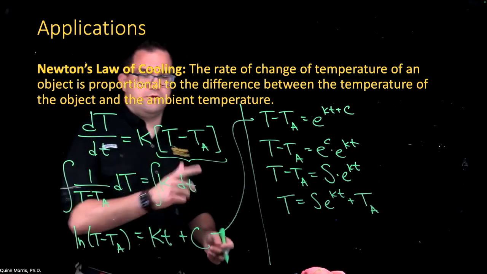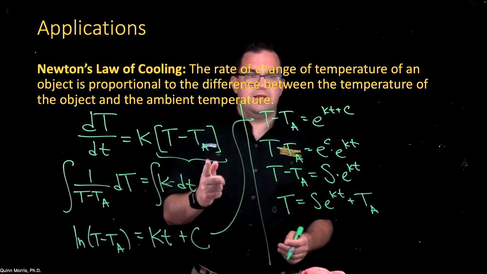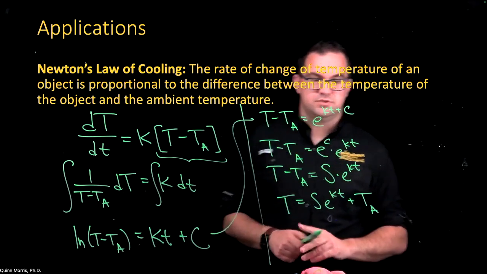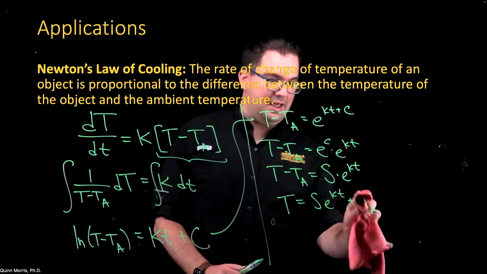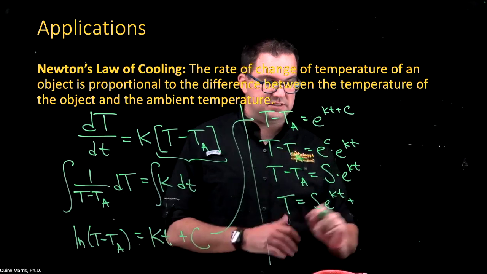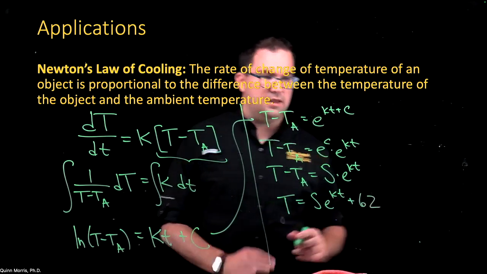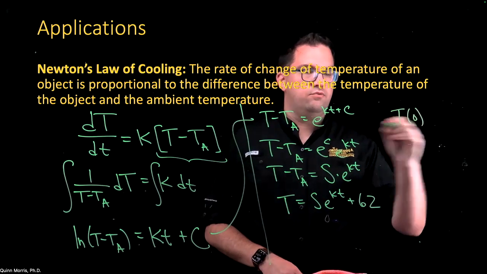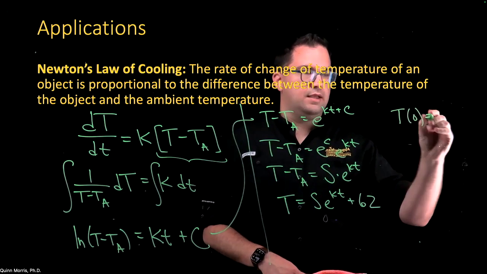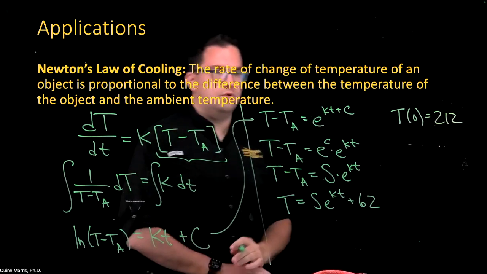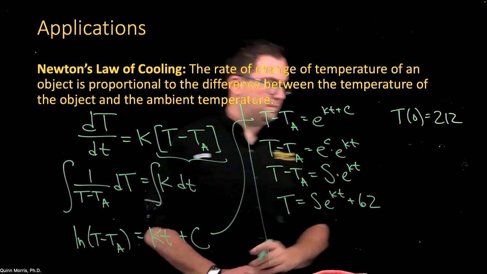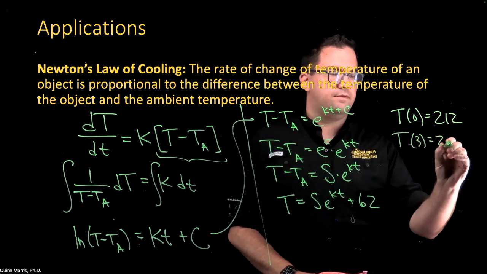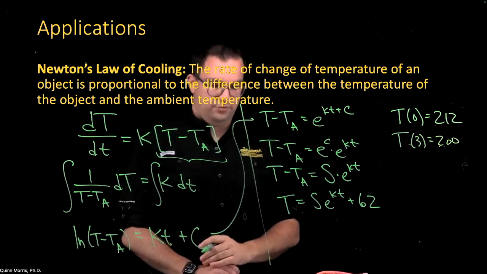Now, in my particular case, I know what the ambient temperature is, right? I know that the ambient temperature is 62 degrees. So I'm going to want to make use of that. Okay. And what else do I know? Well, I know that the second I take it off the stove, it's boiling. So it's 212 degrees. Okay. I'm also told in the problem that 3 minutes after, it's down to 200 degrees.